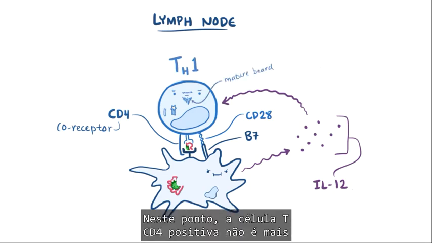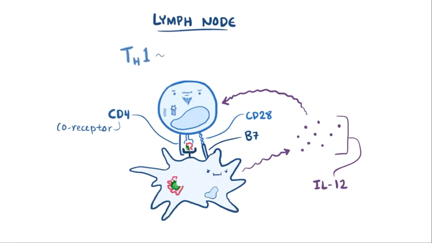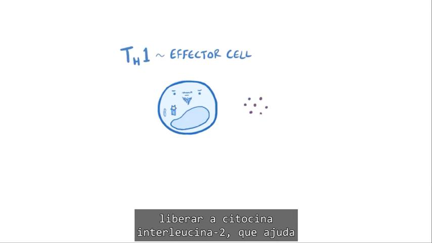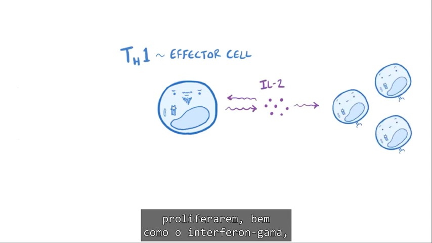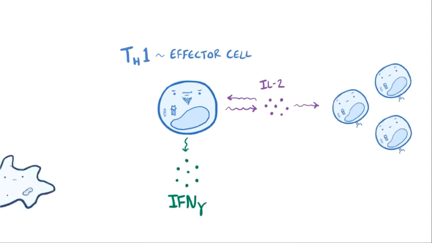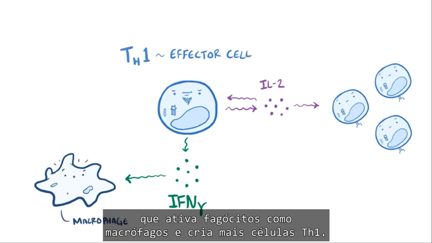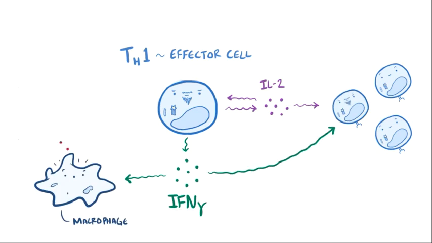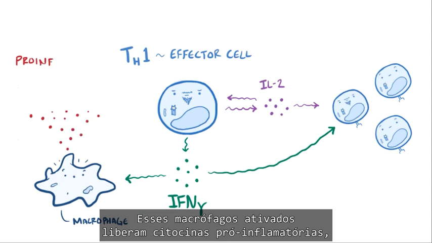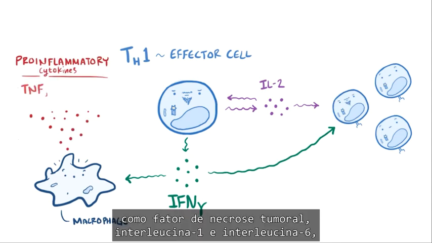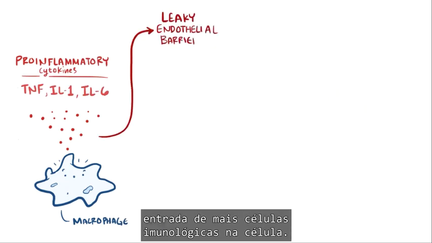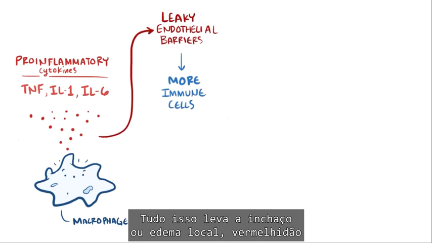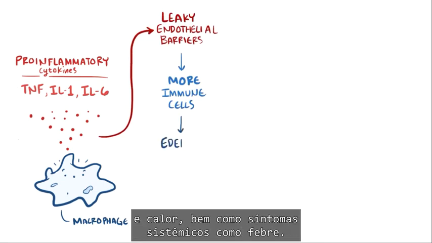At this point, the CD4 positive T cell is no longer considered naive. Instead, it's an effector cell that's able to release the cytokine interleukin 2, which helps both it and other T cells in the area proliferate, as well as interferon gamma, which activates phagocytes like macrophages and creates more Th1 cells. Those activated macrophages release pro-inflammatory cytokines like tumor necrosis factor, interleukin 1, and interleukin 6, which causes leakiness in the endothelial barriers and allows more immune cells into the area, all of which leads to local swelling or edema, redness, and warmth, as well as systemic symptoms like a fever.